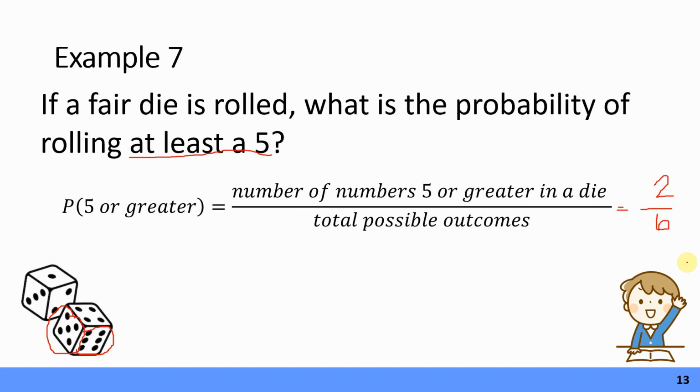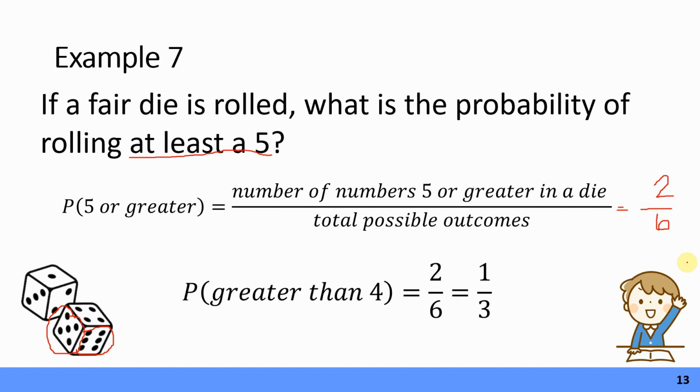And hopefully we all know how to simplify that. 2 over 6 becomes 1 over 3. So that would be my answer for that. Okay, so be careful with those. This is probably as tricky as it's going to get. Make sure you know what at least means. At least means that number or greater.